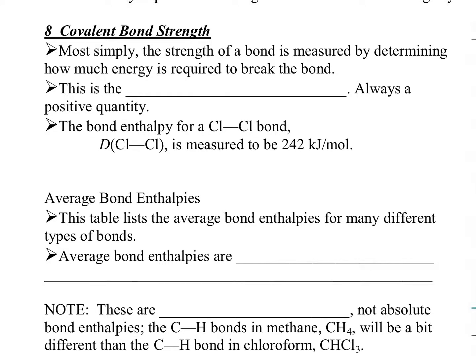Covalent bond strength. Most simply, the strength of a bond is measured by determining how much energy is required to break the bond. Specifically, to break the bond. This is the delta H of bond energy, and this is always a positive quantity. So the bond enthalpy for Cl to Cl is measured as 242 kilojoules per mole.